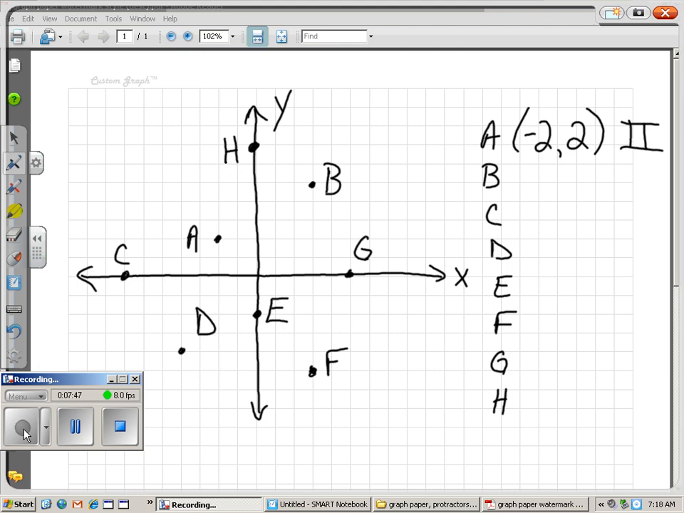So why don't you guys practice these real quick and pause the video for a second, see if you can figure out what the coordinates are, and then start the video up again and check your answers.